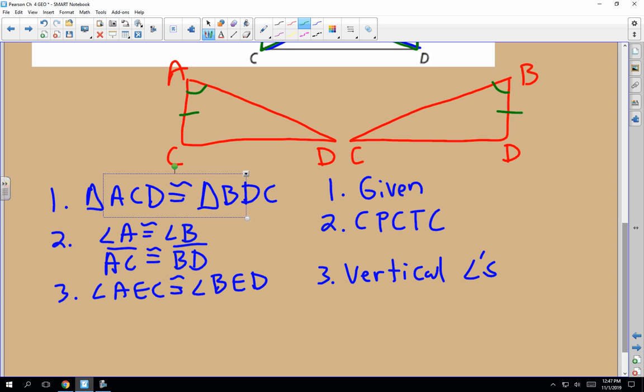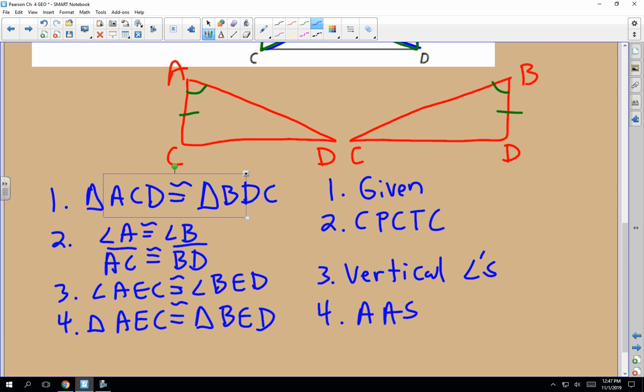So I'm just going to change that to a triangle marking. So triangle AEC, just changing the angle marking to a triangle marking here, is congruent to triangle BED by angle, angle, side.